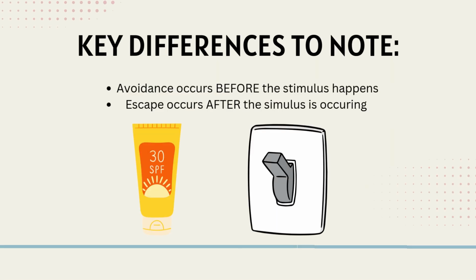So, some key differences to note is avoidance occurs before the stimulus happens, and escape occurs after the stimulus is occurring. Just like sunscreen, you put it on before you go outside to avoid getting sunburn, whereas you don't turn the light off until after the light is on.